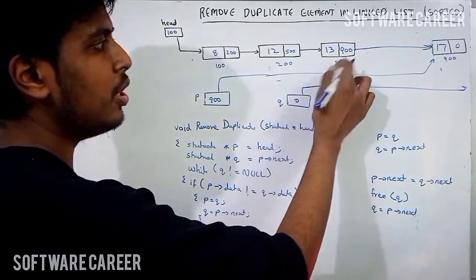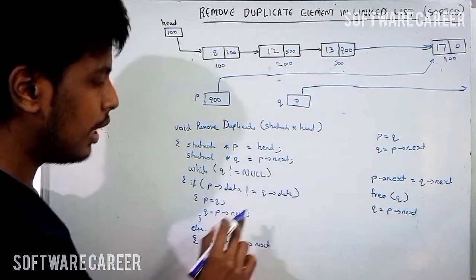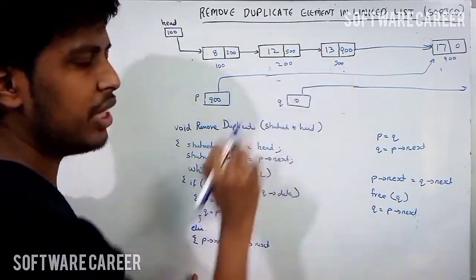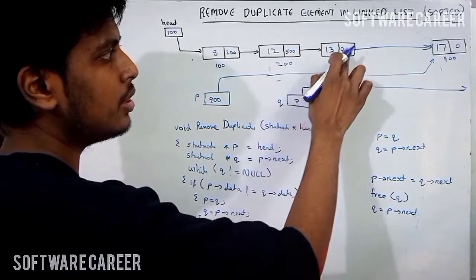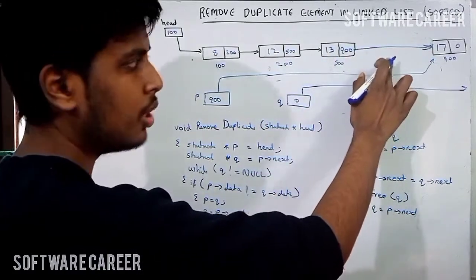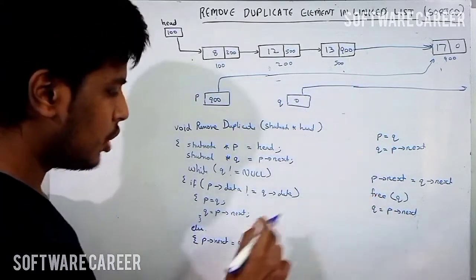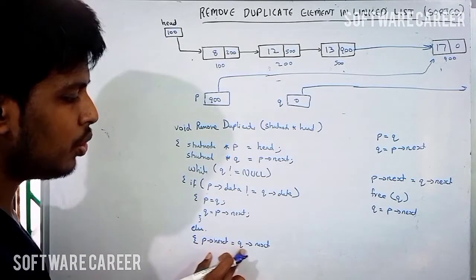See, the pointer part of this third node was 900, that is P next. P was pointing at 500 before, so 500 next is 900. You should note 500 next was 700 before. Here one node was present, so 700. So you should update that 700. So I am writing here, P next is updated to Q next.